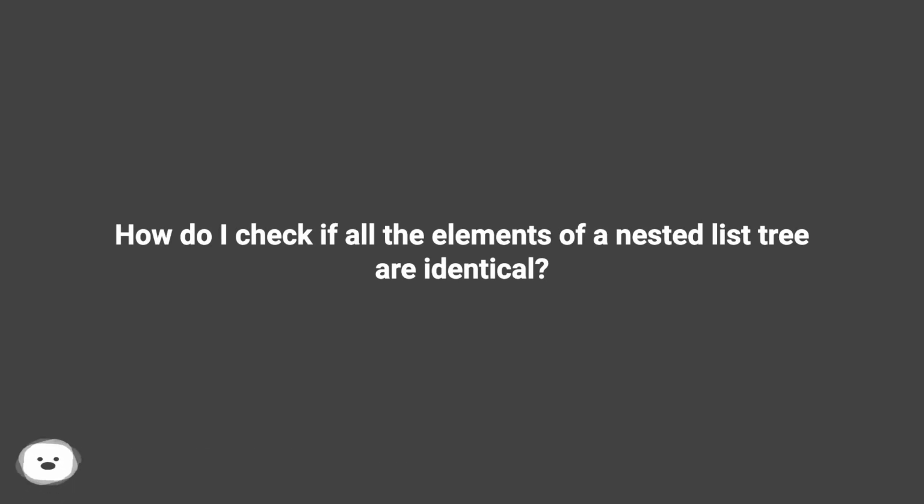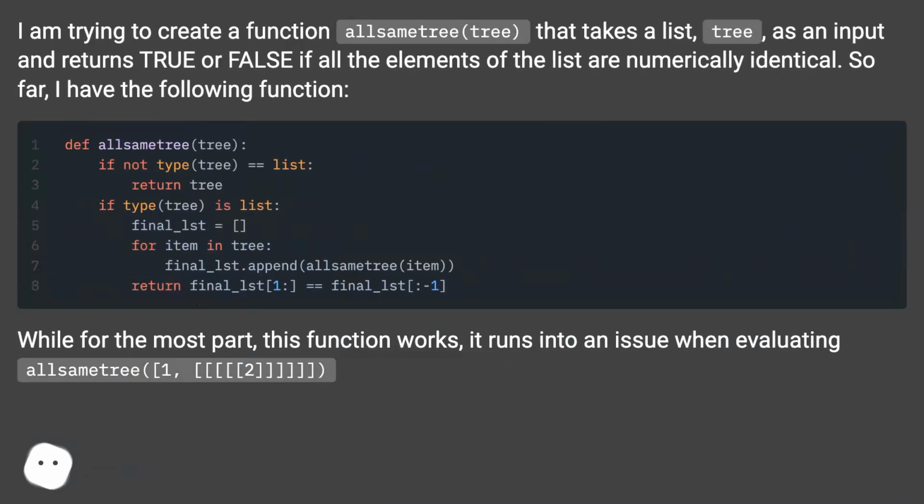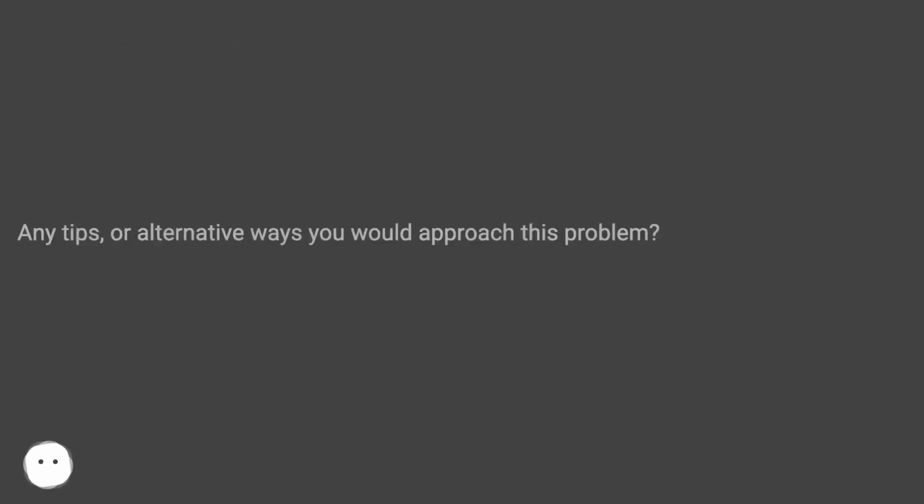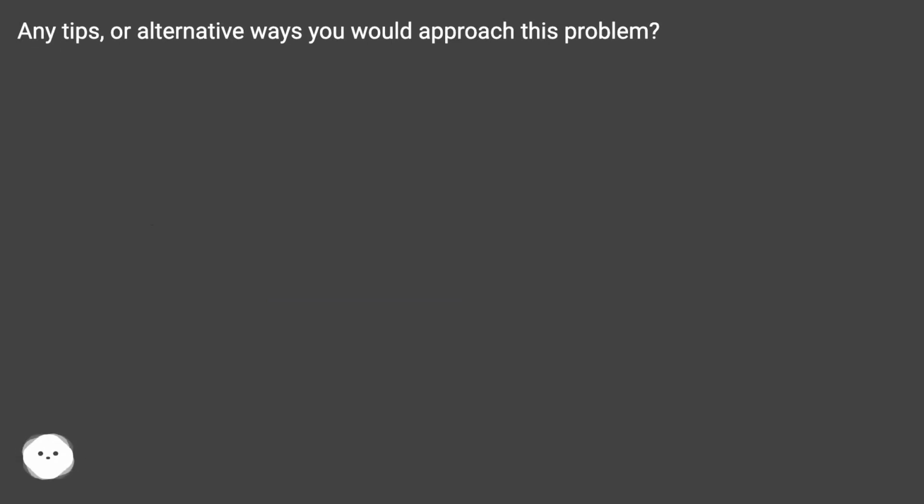How do I check if all the elements of a nested list tree are identical? I am trying to create a function allSumTree tree that takes a list tree as an input and returns true or false if all the elements of the list are numerically identical. So far, I have the following function. While for the most part, this function works, it runs into an issue when evaluating allSumTree 1, 2. Any tips or alternative ways you would approach this problem?